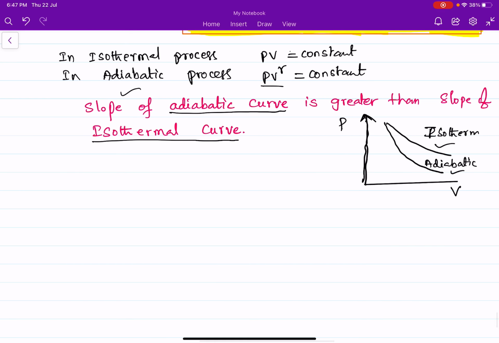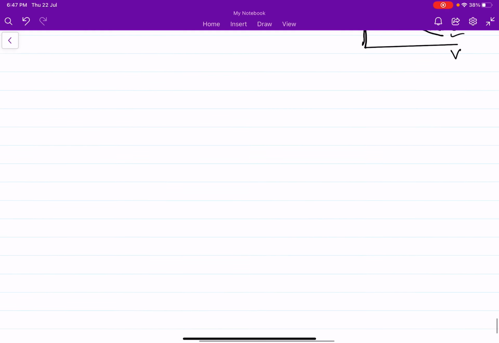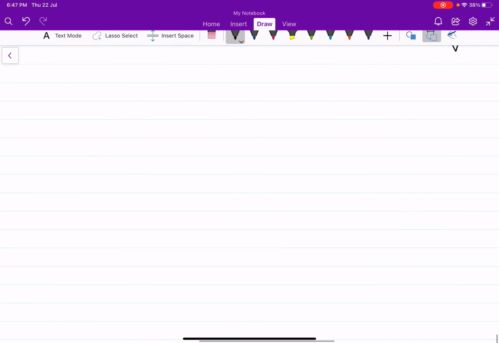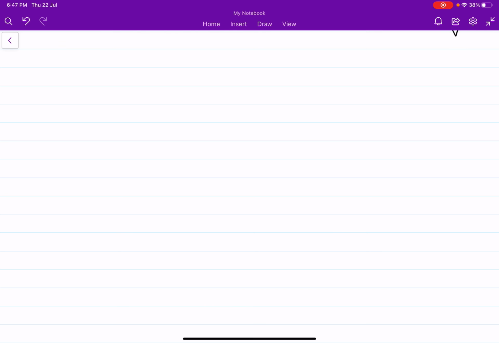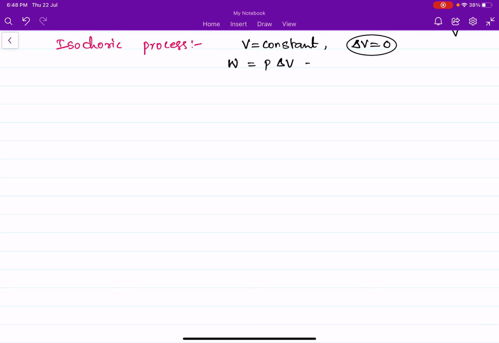Now I am going to discuss about isochoric process. In isochoric process, we know volume is equal to constant and the change in volume is equal to 0. So work done is given by P delta V, as change in volume is equal to 0, work done equal to 0 in isochoric process.